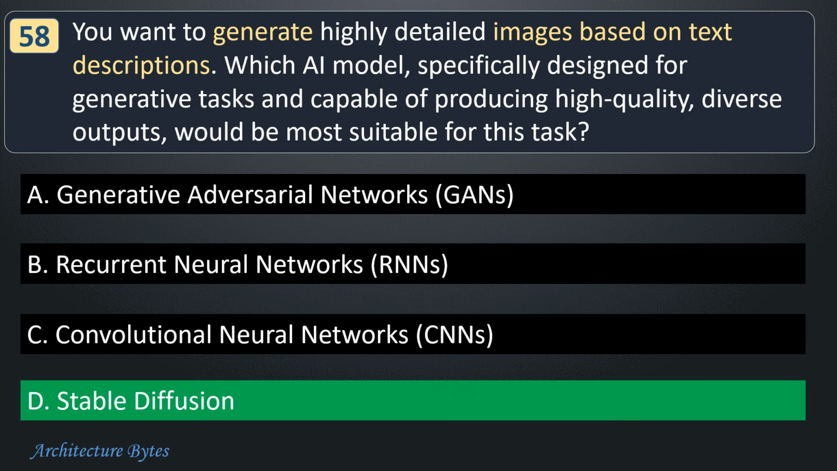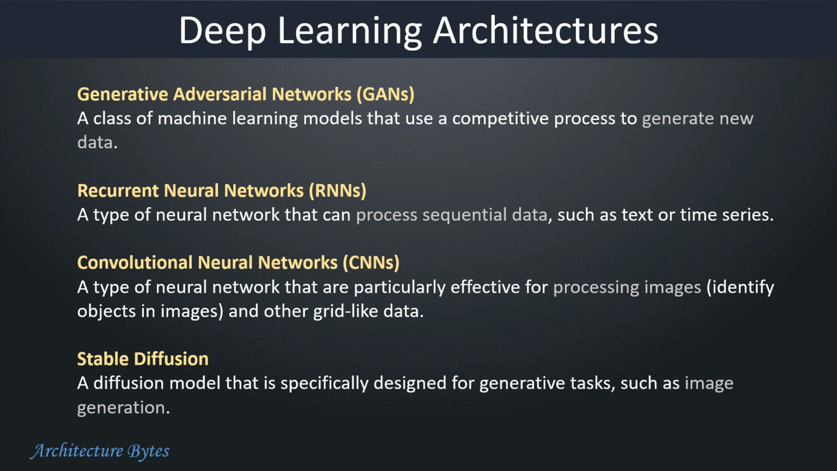Option D, stable diffusion, is the right answer here. Generative adversarial networks are a class of machine learning models that use a competitive process to generate new data. Recurrent neural networks are a type of neural network that can process sequential data such as text or time series. Convolutional neural networks are a type of neural network that is particularly effective for processing images and other grid-like data. While stable diffusion is a model that is specifically designed for generative tasks such as image generation.